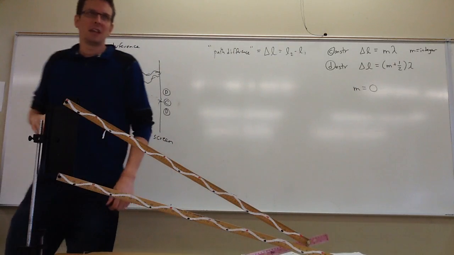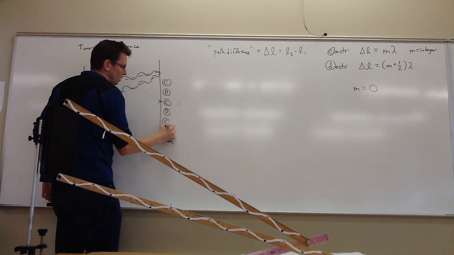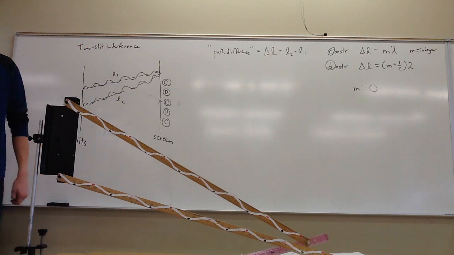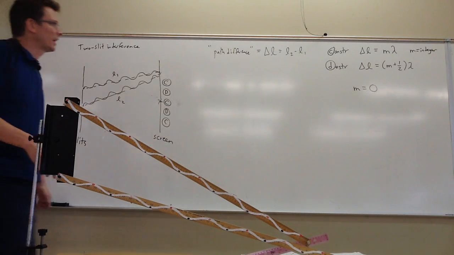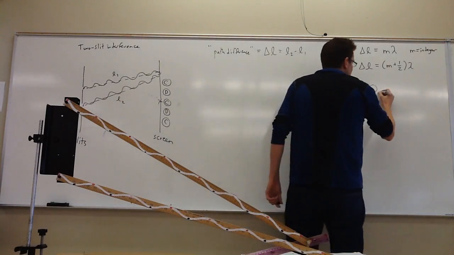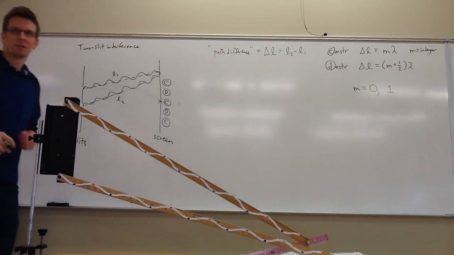But then we noted that you can get to constructive again, right? And this goes out symmetrically on both sides. How much of an offset do they have there? What's the path difference? One full wavelength. Now one travels one full wavelength longer than the other. That's the m equals 1 solution for the constructive formula.